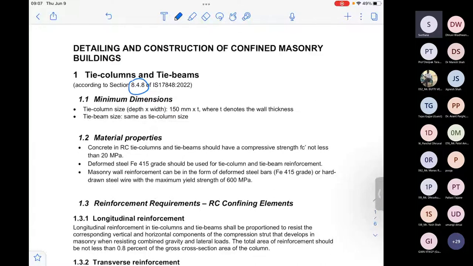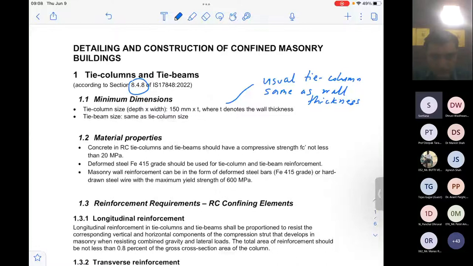So the minimum dimensions for tie column size is 150 millimeters times T, where T denotes the wall thickness, and tie beam size is the same as tie column size. But what I would like to say is that the usual tie column dimension is the same as the wall thickness. So in this case, what is minimum is not important.